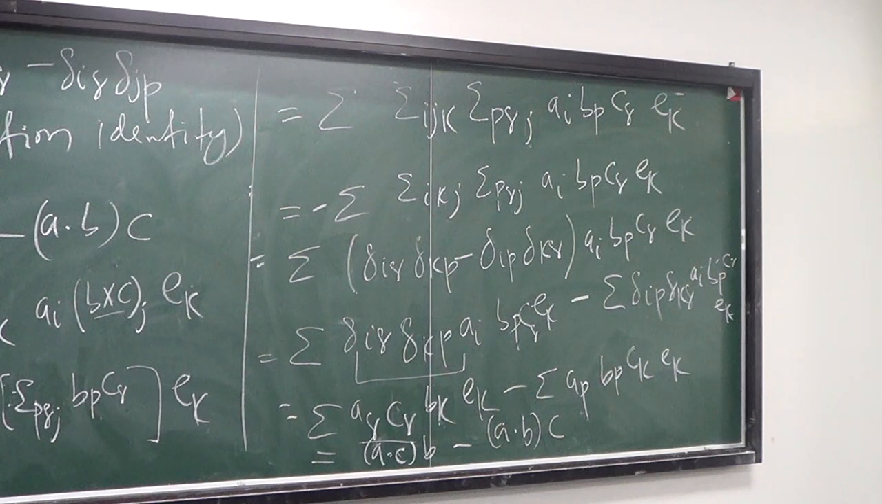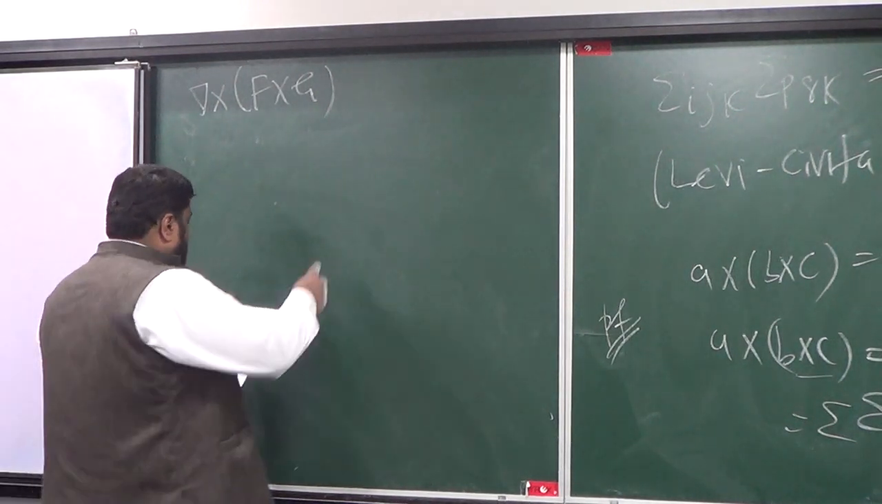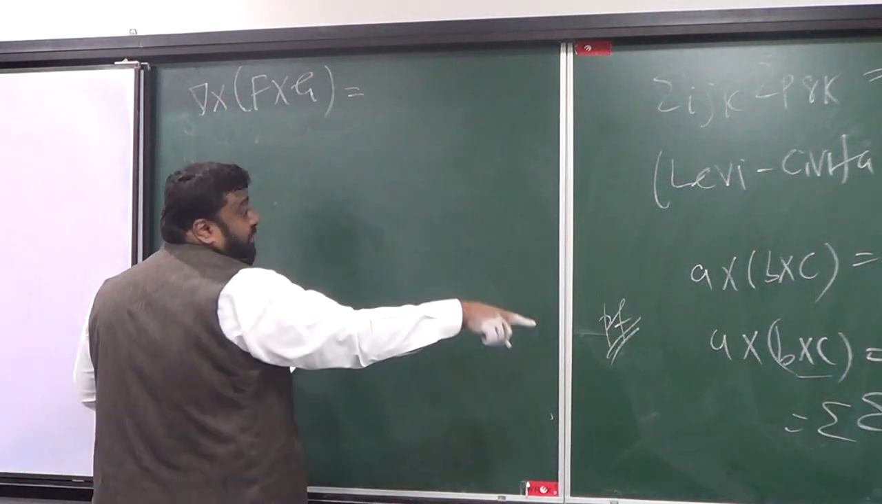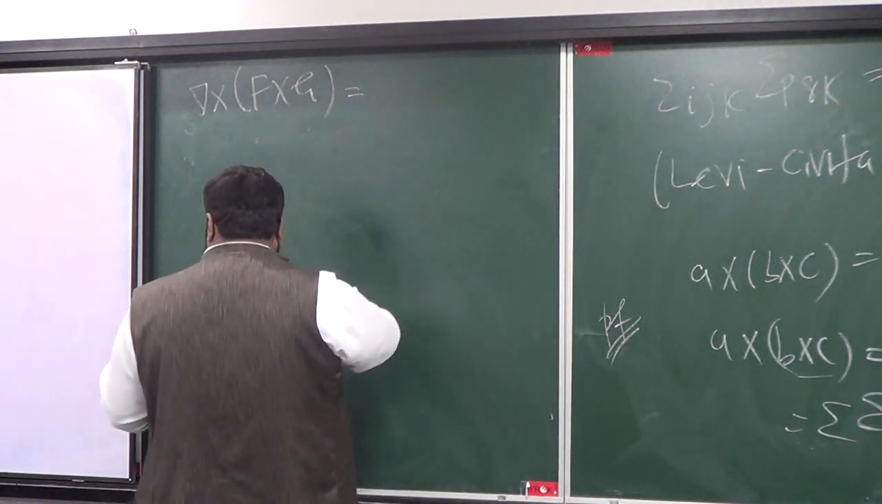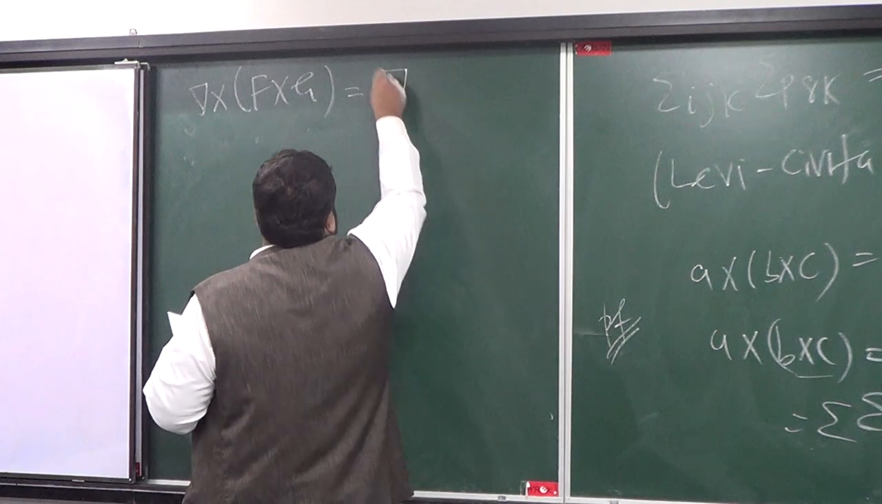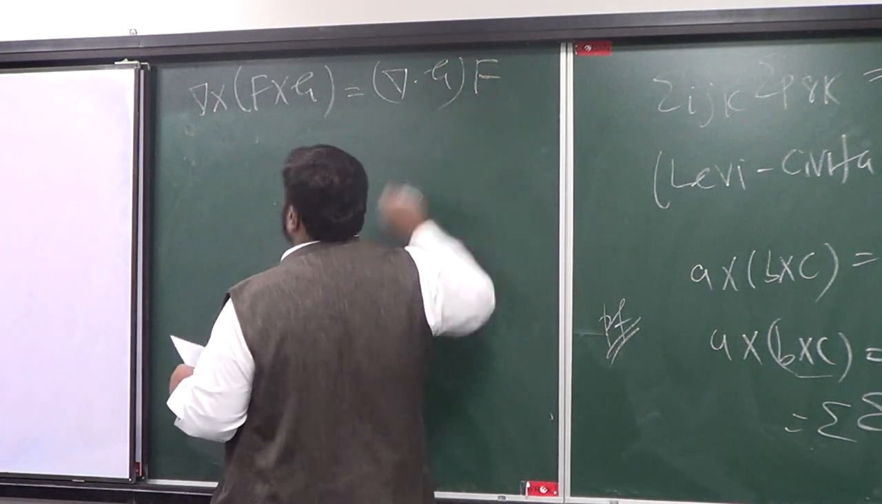Okay, so here is the identity. So del cross F cross G. Del cross F cross G. So I would like to prove an identity for the cross product. ठीक है? Del cross F cross G. So it's a bit different from this cross product. So why this is different, you will see. So one is obviously this del dot G F.